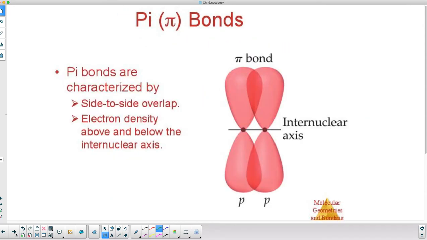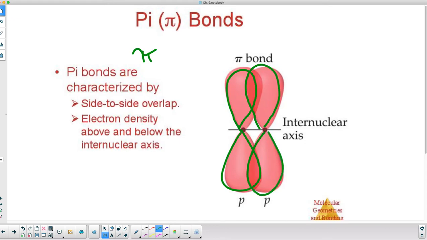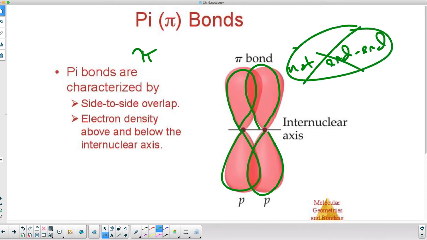These are called pi bonds, literally pi. And notice that these two, this part here and this part here, are side by side. This is not end to end. This is side by side. That's what a pi bond is.